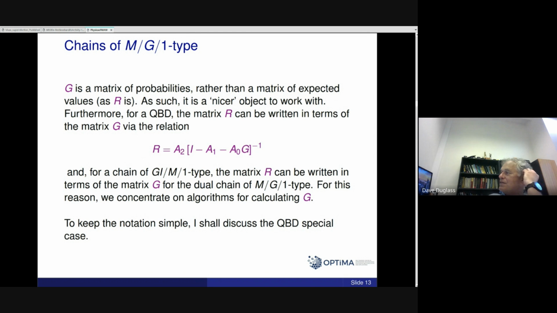So what that tells us is that algorithmically, we can concentrate on algorithms for calculating G. You can actually directly come up with all these algorithms for R, but it's actually easier to think about G, and so that's what I'm going to talk about. And furthermore, to keep the notation simple, I'm just going to discuss the QBD special case. So everything I say is true for the more general GI/M/1 type and M/G/1 type Markov chains. It's also true for continuous time Markov chains with suitable modifications. But to get all the ideas over, I'm actually going to talk about discrete time quasi-birth and death processes.